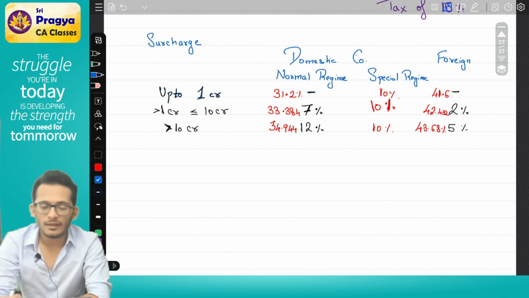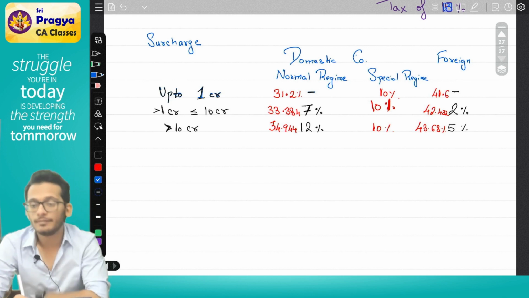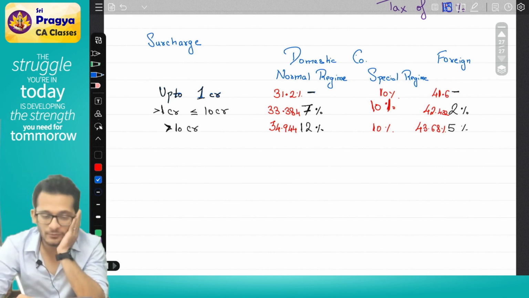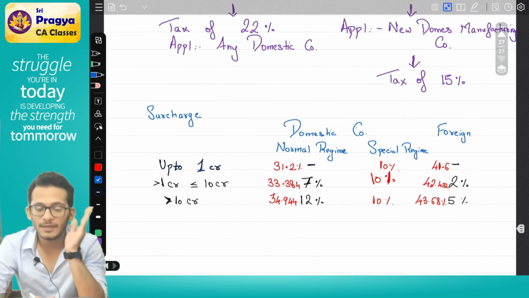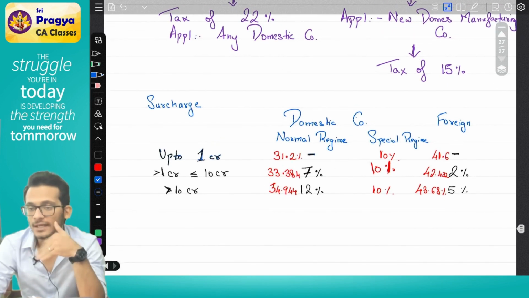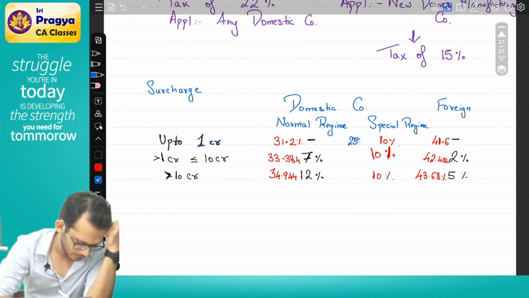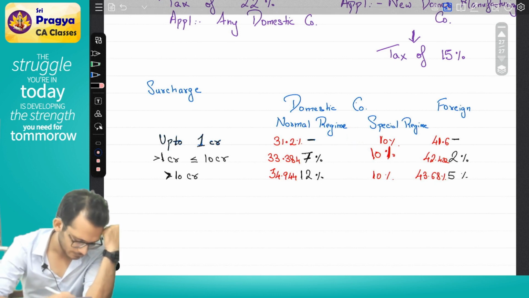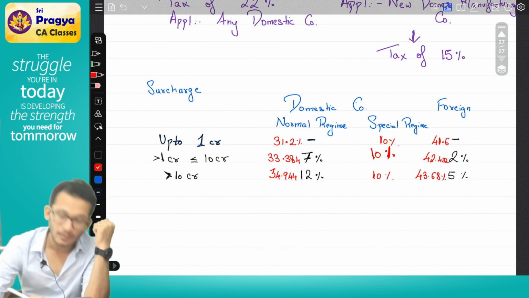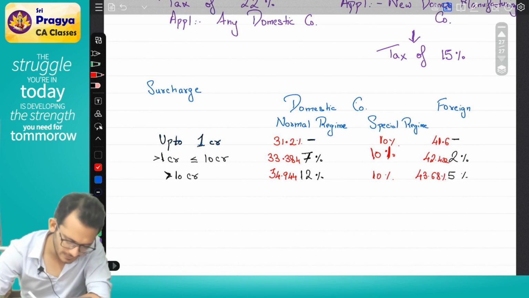Now tell me, Rahul, I am in 115 BAA. My effective tax rate will be what? It will be 22 plus 10 plus 4. The number will become 25.168. Check. 25.168.